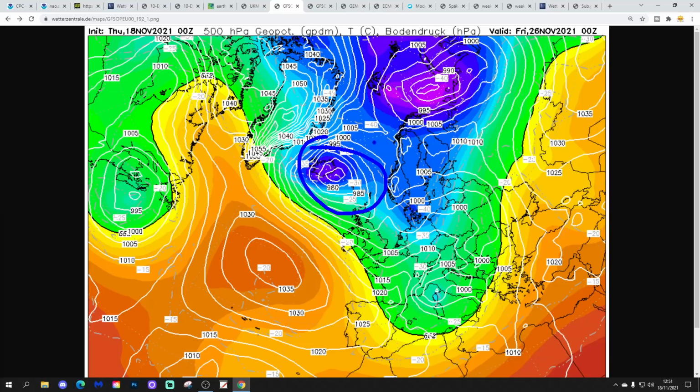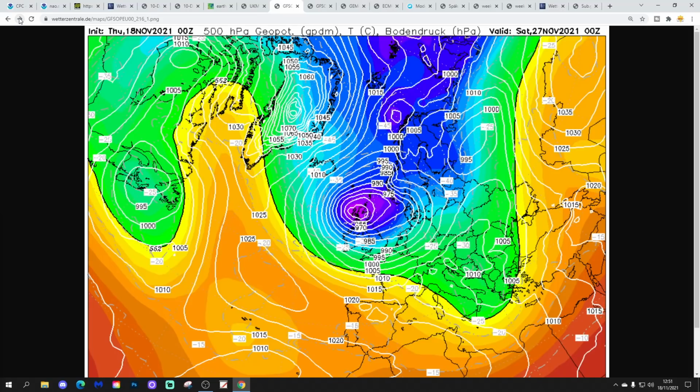This developing low just here. Watch what happens with that. That starts to plunge southwards. Now, we had quite a lot of this last winter. Low pressure decoupling from Iceland and plunging southwards.